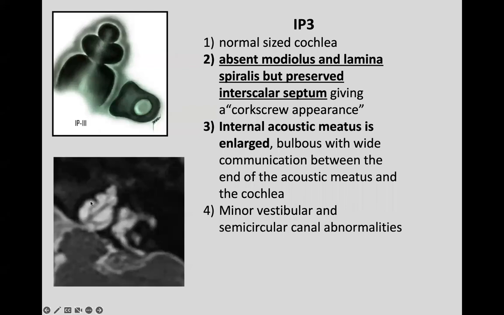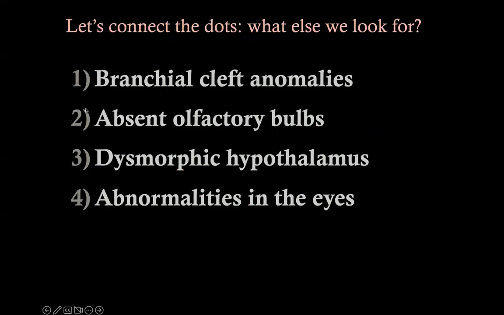And again, this is another example just showing you, this is the drawing, absent modiolus and lamina spiralis. Again, lamina spiralis is the part in the cochlea that divides for each turn scala vestibuli and scala tympani, but present interscalar septum with a corkscrew appearance, very much enlarged internal acoustic meatus. Okay. Now, what else should we look for?